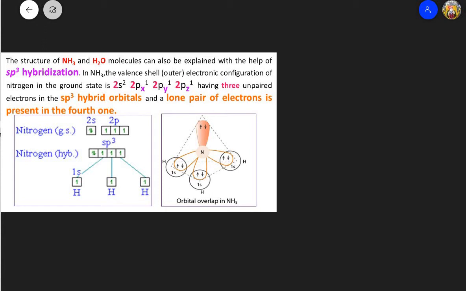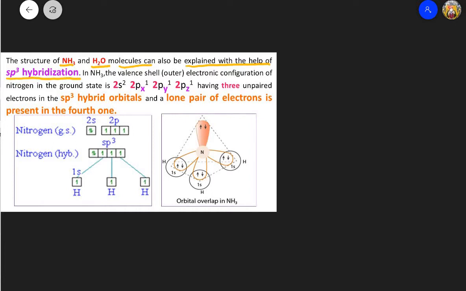Hello students, in today's video we are going to continue the next part of hybridization, which is under the topic called chemical bonding. Now the structure of ammonia and water molecules can also be explained with the help of sp3 hybridization, right?